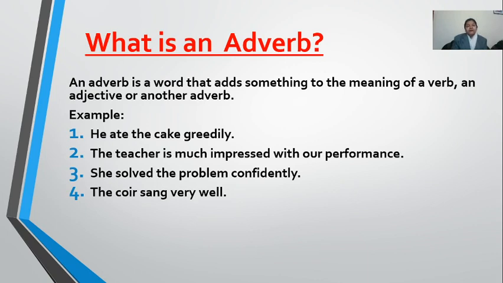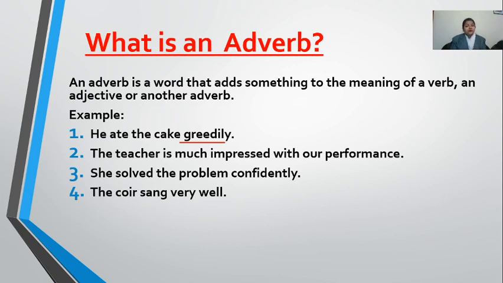Like here, the first sentence is written, he ate the cake greedily. The action is ate. He ate the cake. How he ate? Greedily. So this greedily word is telling us that the cake was eaten so fast, so greedily. Okay? So greedily is my adverb in this sentence, and it is providing some more information about the verb ate.